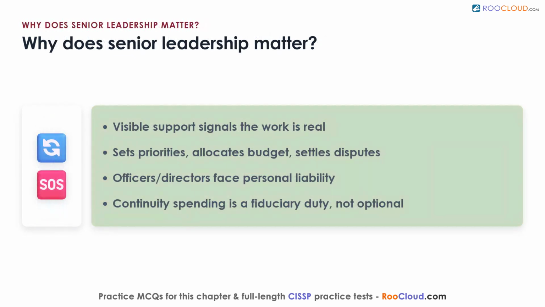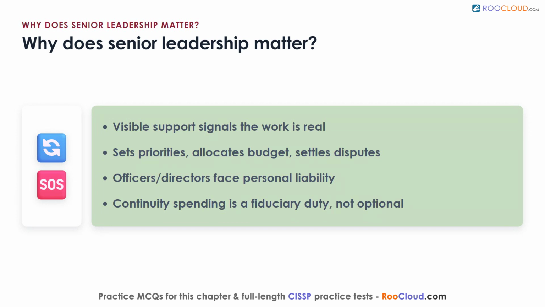Why does senior leadership involvement make or break the effort? Because visible support from the top signals to everyone that this work is real, not a box-checking exercise. When a senior executive actively backs the plan, skeptics who would rather spend their time on operations suddenly take it seriously. Leaders also do things no one else can. They set priorities, allocate staff and budget, and settle disputes over which services truly matter most.